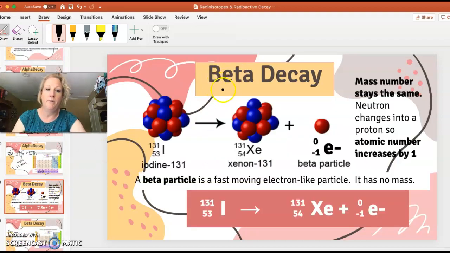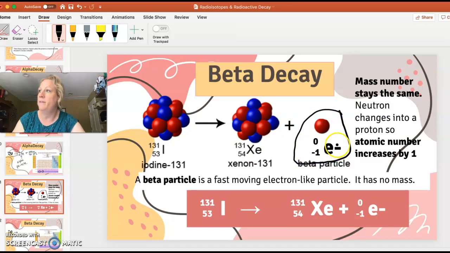Another really common type of radioactive decay is beta decay. In this one, a neutron actually changes into a proton. So if I look at the example here, the mass number doesn't change because the mass is protons and neutrons together, but the atomic number goes up by 1 because a neutron is changed into a proton, so it goes up by 1. This is the beta particle. It's like a fast-moving electron, so we do use an e for that electron.